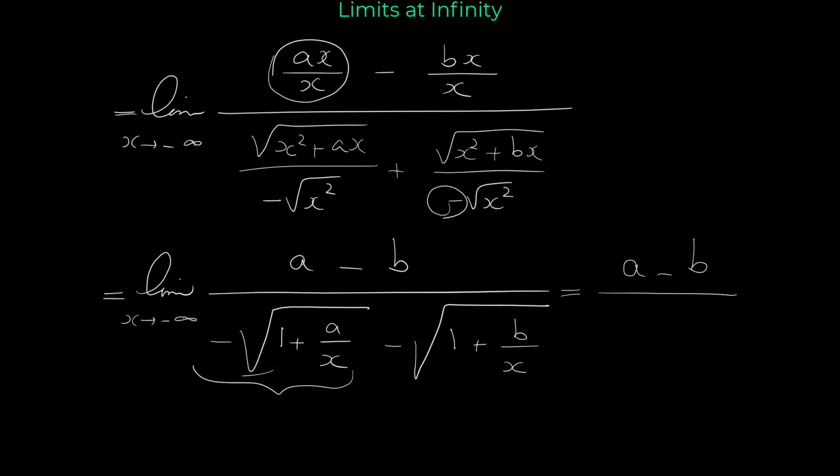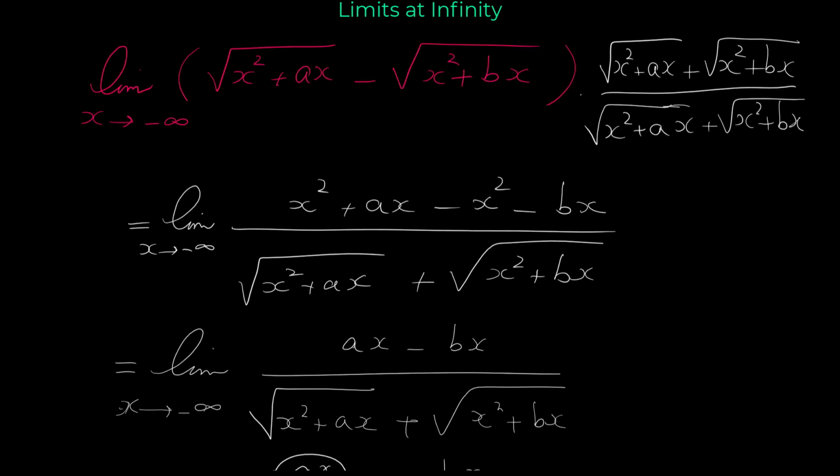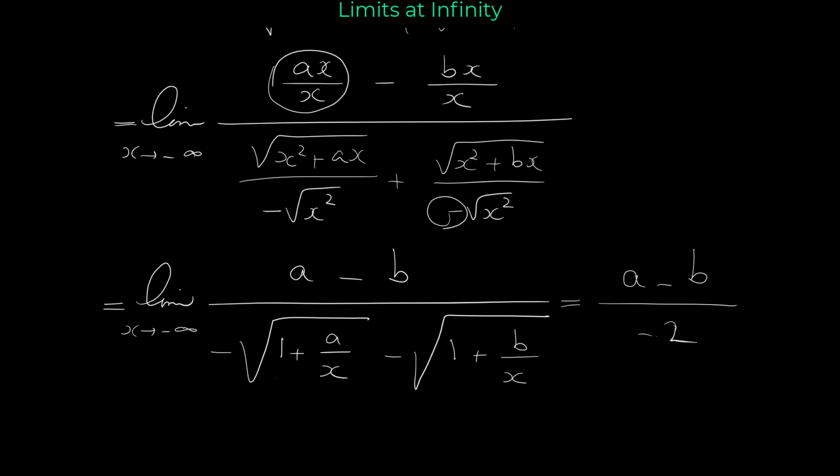The denominator would be only negative radical 1 because this is 0. And negative radical 1 is negative 1. The other one is also negative 1, which gives negative 2. So the limit would be a minus b over negative 2. So the limit of radical x² + ax minus radical x² + bx when x approaches negative infinity is a minus b over negative 2.